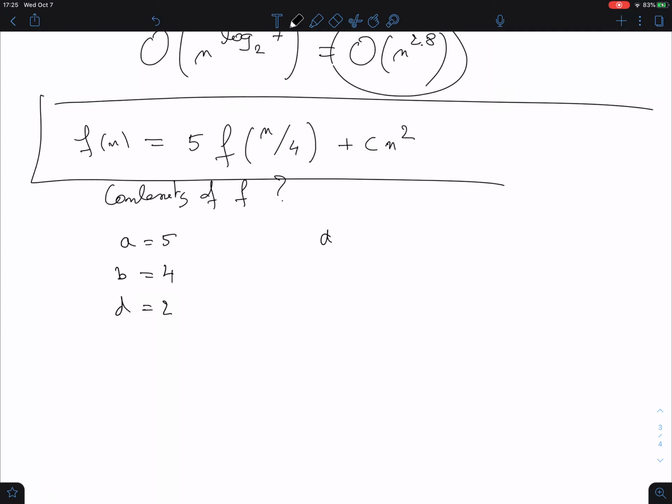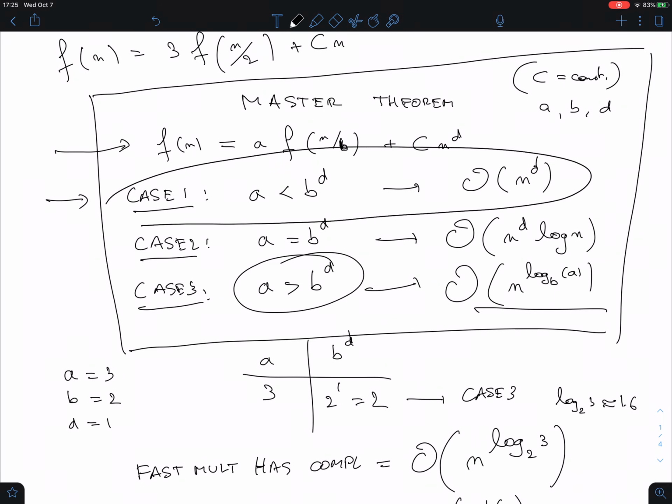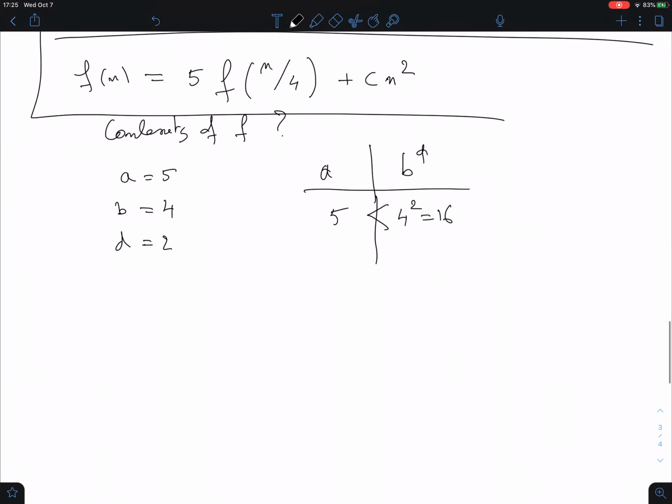And so we have to compare A with B to the power D. A is 5, B to the power D is 4 squared, that is 16. So we are less here. So we are in the very first case, and the complexity is therefore O(n squared). This D here. Okay, and that's it. So we have seen now a little bit of everything.